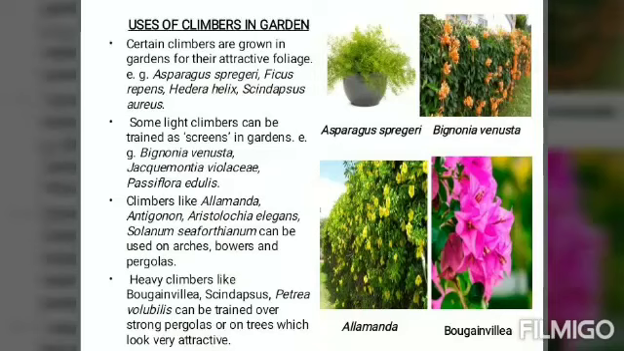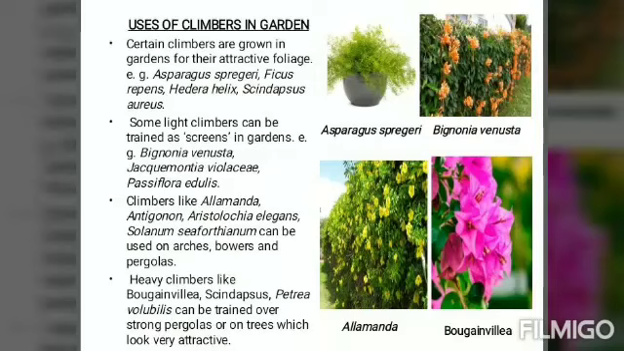Okay, and then the third point is climbers like Alamanda, Antigonon, and Aristolochia elegans. These are some climbers that are used as an arch or bower and pergolas. You can see here the third picture, this one yellow in color. This is one example that I have given, that is Alamanda. If you want to see it more closely, you can check from the net and see the structure of that flower.